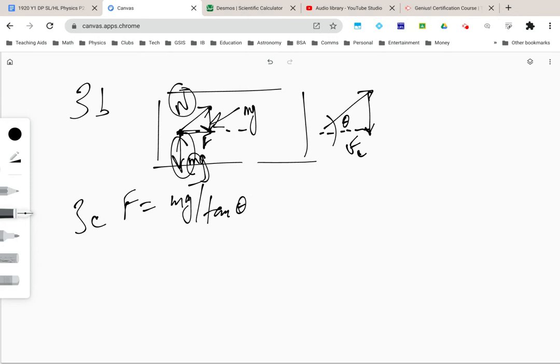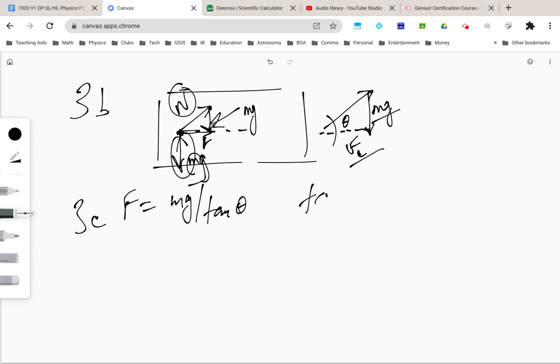Okay, well, this is right triangle trigonometry. It's all right here. The tangent of theta is opposite, mg, over adjacent, F, and so rearranging that, I get that F is equal to mg over tan theta. Okay, that's just the simple right triangle trigonometry.